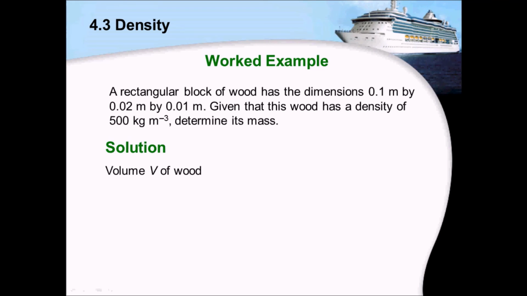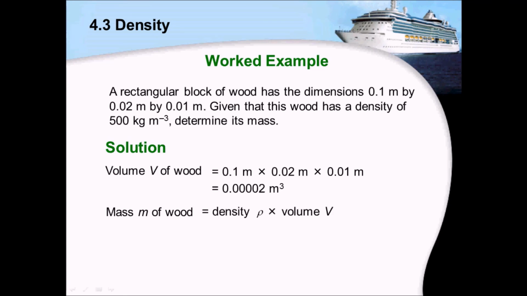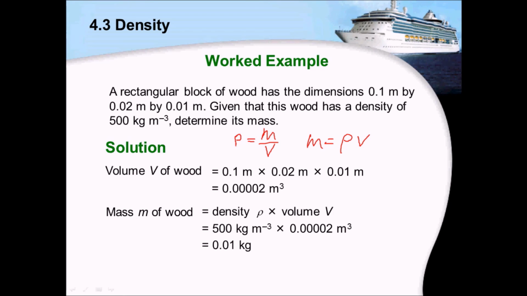If you want to find the mass of the wood, first you calculate the volume of the wood, which is length times breadth times height. Then the mass of the wood is given by density multiplied by volume, because density is equal to mass over volume, so mass is equal to density times volume. Nothing special about this. When you multiply together, you get 0.01 kg. I hope that everyone can get this correct. This is a very simple exercise. Let's move on to the next exercise.